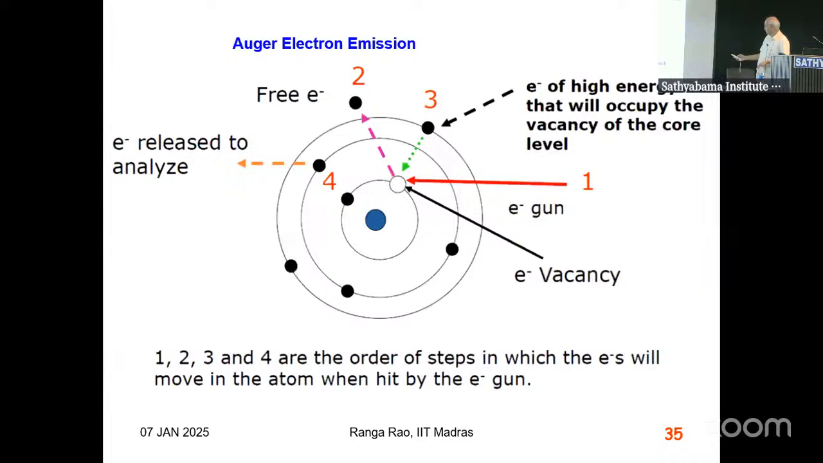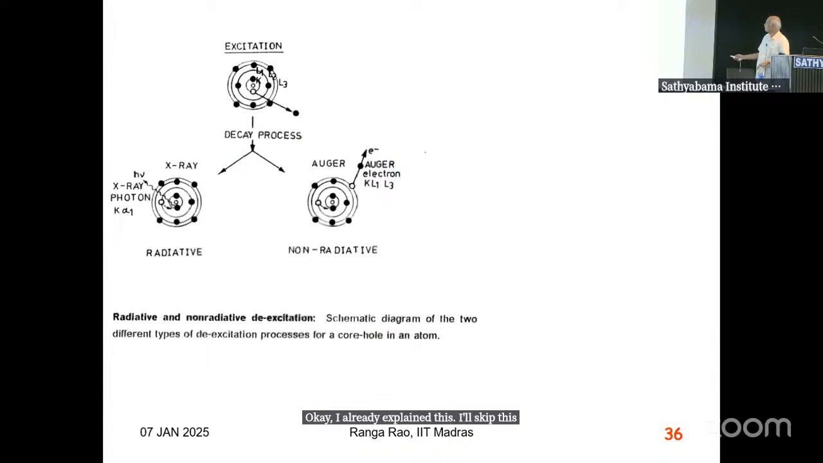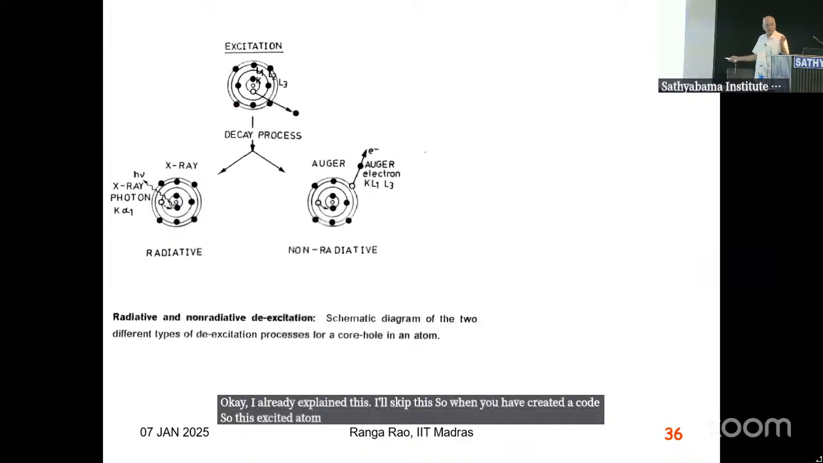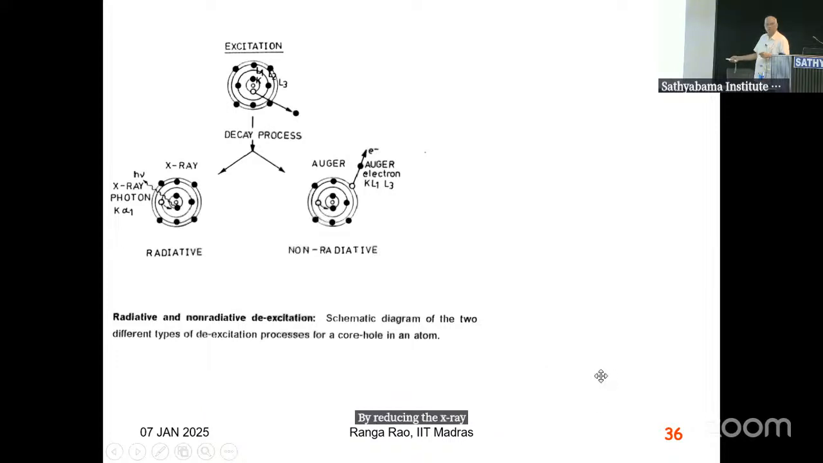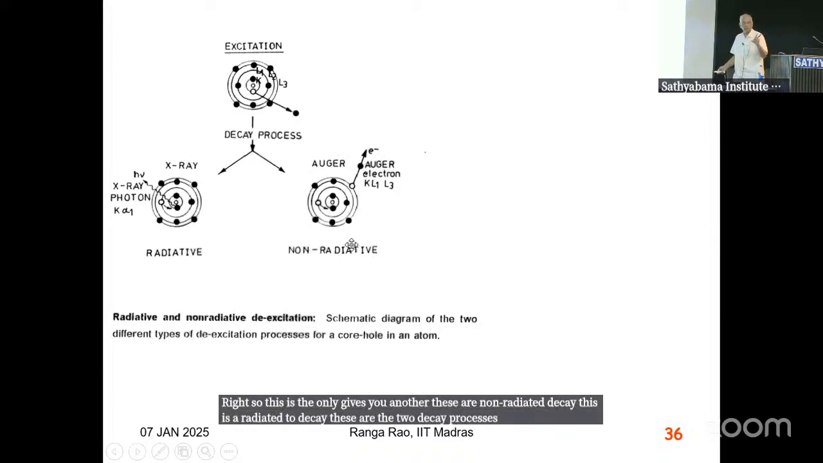Okay, I already explained this. I will skip this one. So when you have created a core hole, that means you remove an electron, this excited atom has 2 ways of decaying. This is a high energy system now. It decays by releasing an X-ray or by releasing an Auger electron. That's the Auger electron which I explained to you, right? This is a non-radiative decay. This is a radiative decay. These are the 2 decay processes that photoexcited atoms undergo.